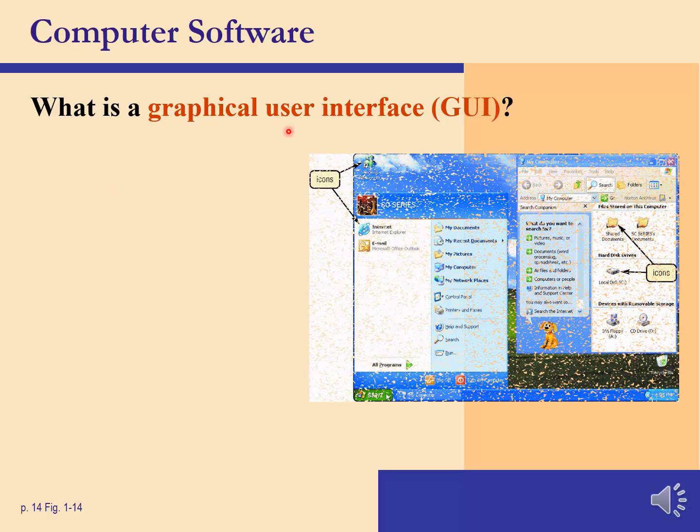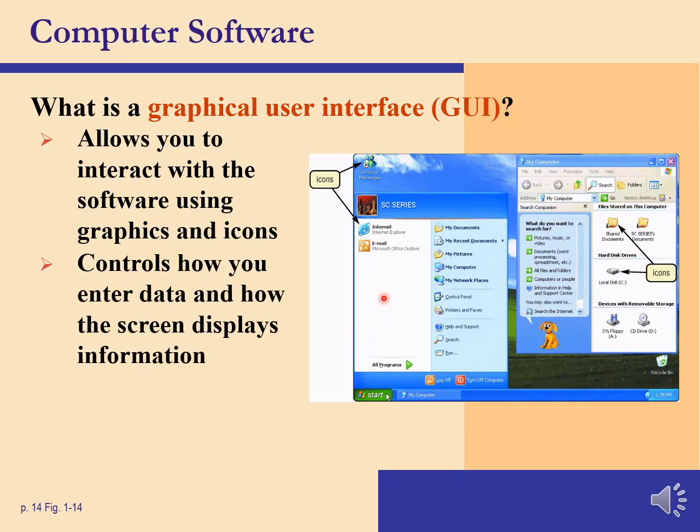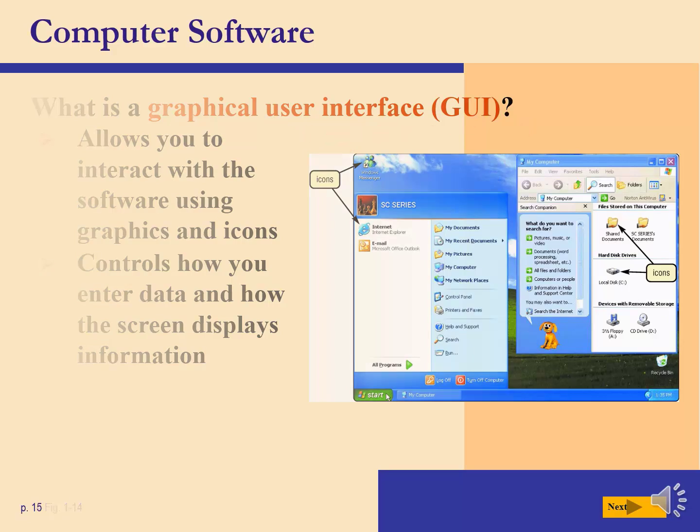What is graphical user interface, GUI? The graphical user interface allows you to interact with software using graphics and icons. It controls how you enter data and how the screen displays information. This is called graphical user interface or GUI. You can enter data to the computer through two methods: command lines or graphical user interface.